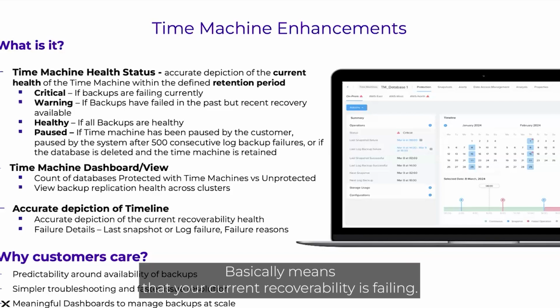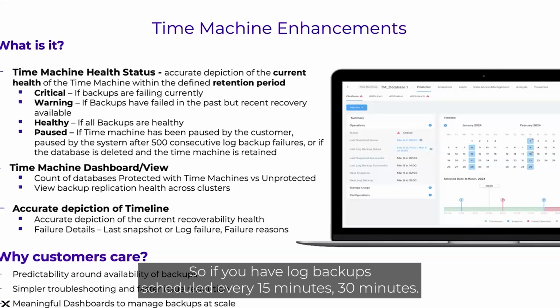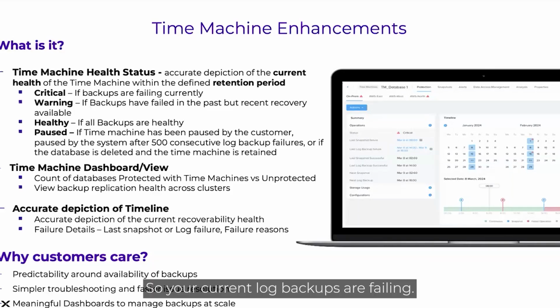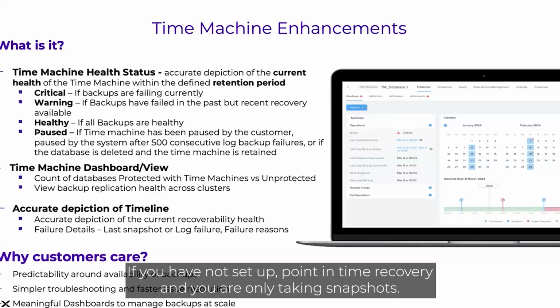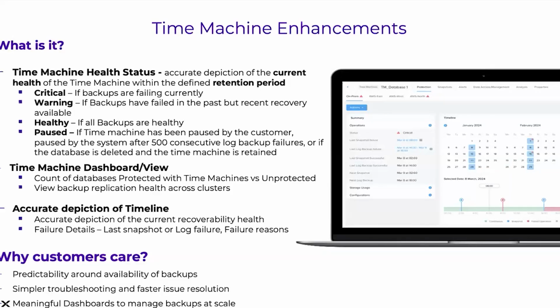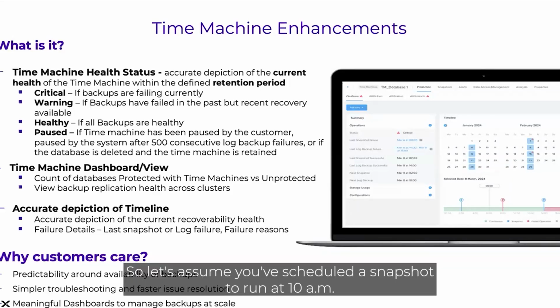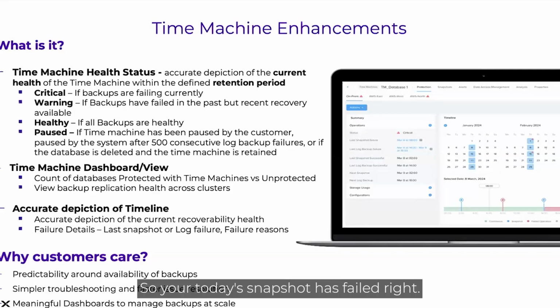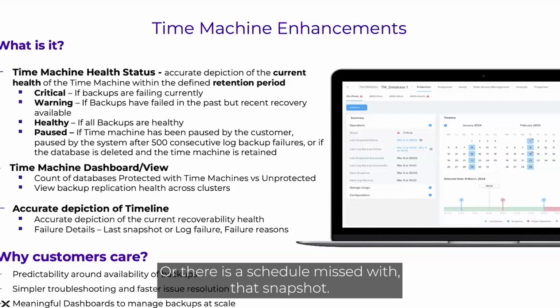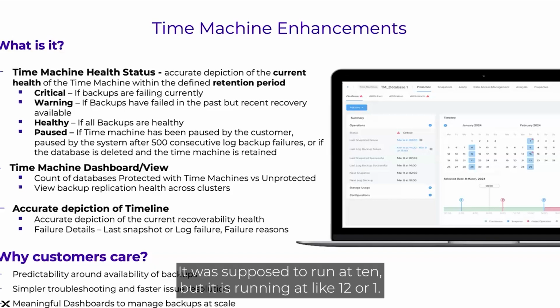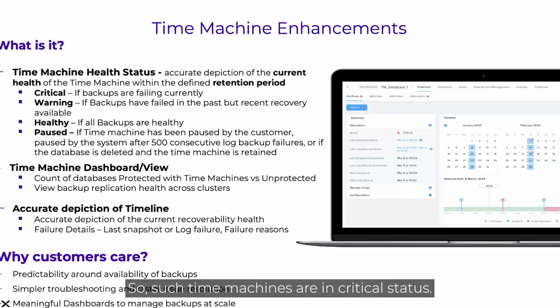So critical basically means that your current recoverability is failing. So if you have log backups scheduled every 15 minutes, 30 minutes, your current log backups are failing. If you have not set up point in time recovery and you're only taking snapshots, then the most recent snapshot matters. Let's assume you've scheduled your snapshot to run at 10 a.m. every day. So today's snapshot has failed, or there is a schedule missed with that snapshot. It was supposed to run at 10, but it is running at like 12 or 1. Such time machines are in critical status.